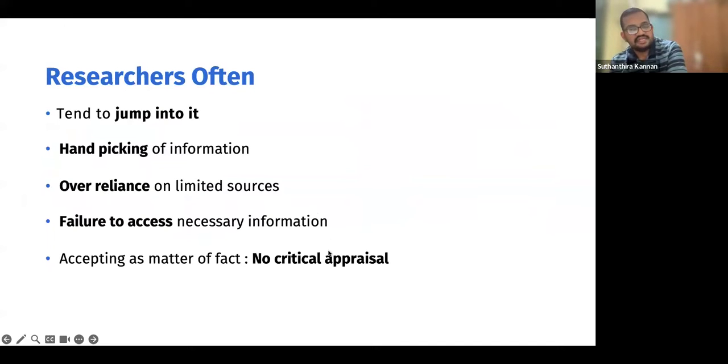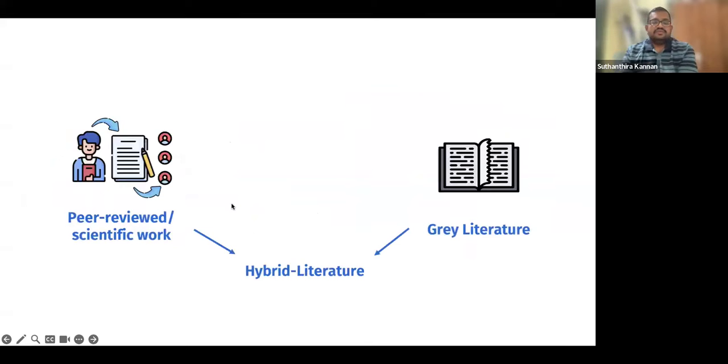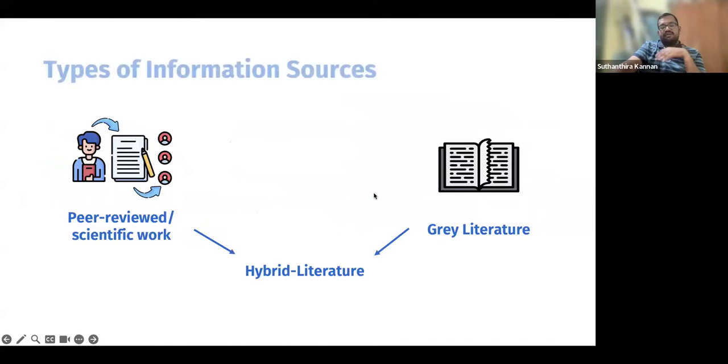Information, and they should not take a critical approach. So this is another fact which will come later. There may be peer reviewed scientific work, or grey literature. You have to mix, so hybrid literature will be there. So these are the types of literature.